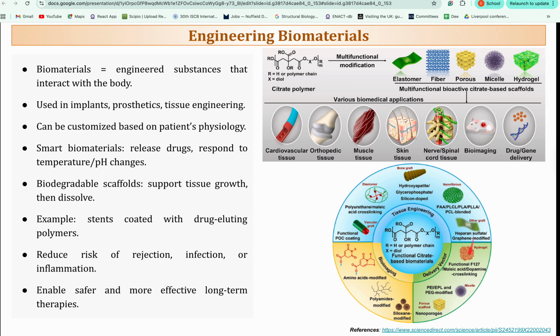Similar things are mentioned here, on how they can act as an elastomer or bone graft, they can be nanofibrous, or they could be other grafts and vascular grafts, and then delivery vectors. They can also be helpful in bioimaging, tissue engineering, and as delivery vectors.